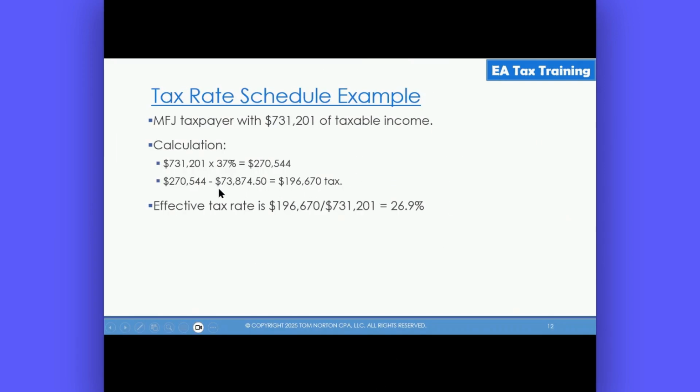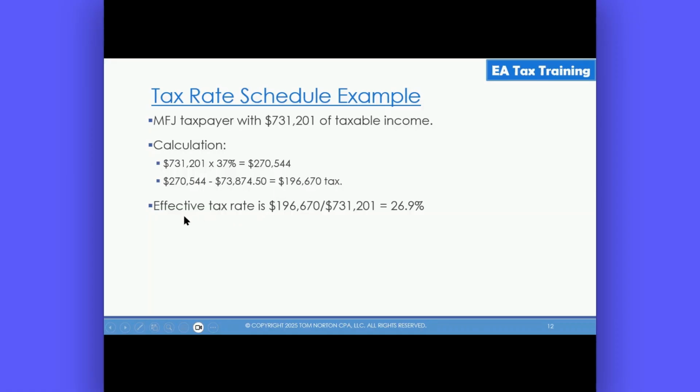The reason for this subtraction amount is to take into account the fact that most of the income is not taxed at that higher tax bracket. It is adjusting for all of the income that is taxed at lower tax brackets. That's what that subtraction amount does. So that leaves us with this amount of tax.